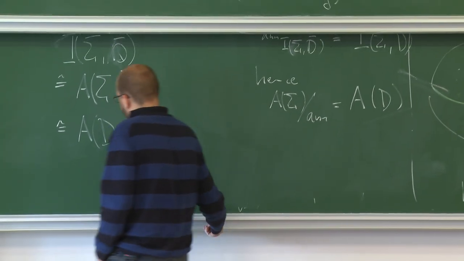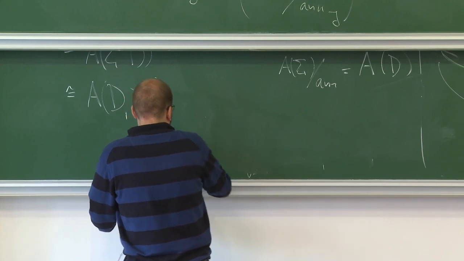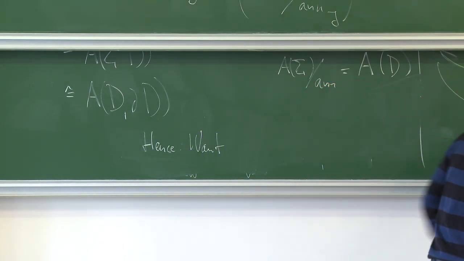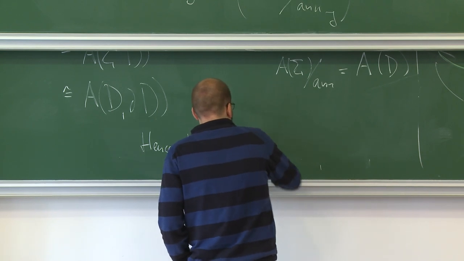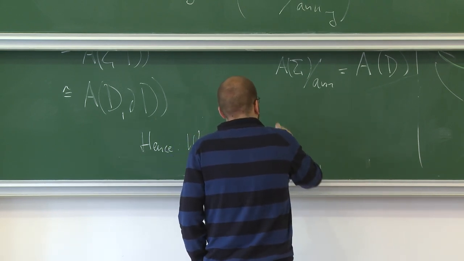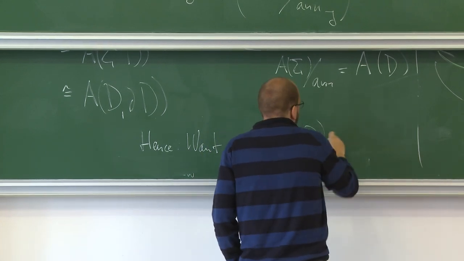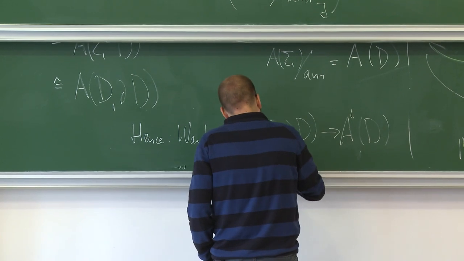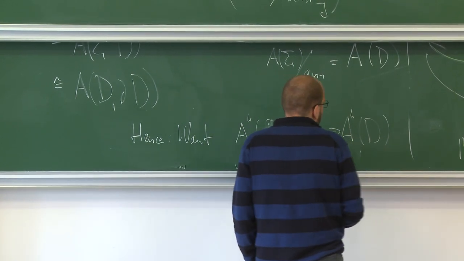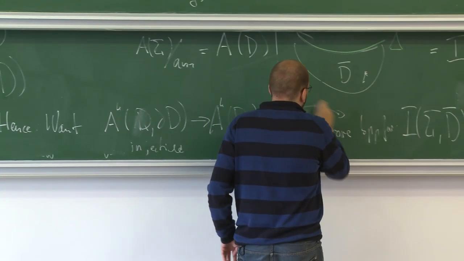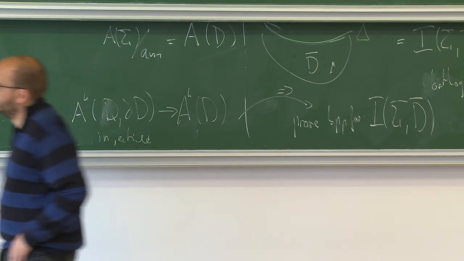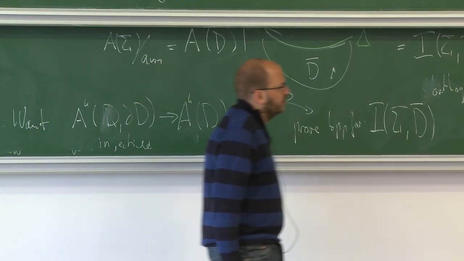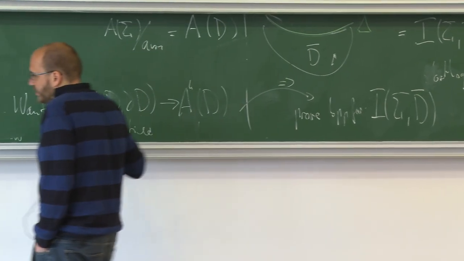So hence, for the Lefschetz pairing property of I_sigma D bar, we want an injection from A of boundary D to A of D in degree k. Injective. All right. If we have this injection, then we have the pairing property. So it's just a little reformulation here. Okay. So now, how do we prove this injection here?